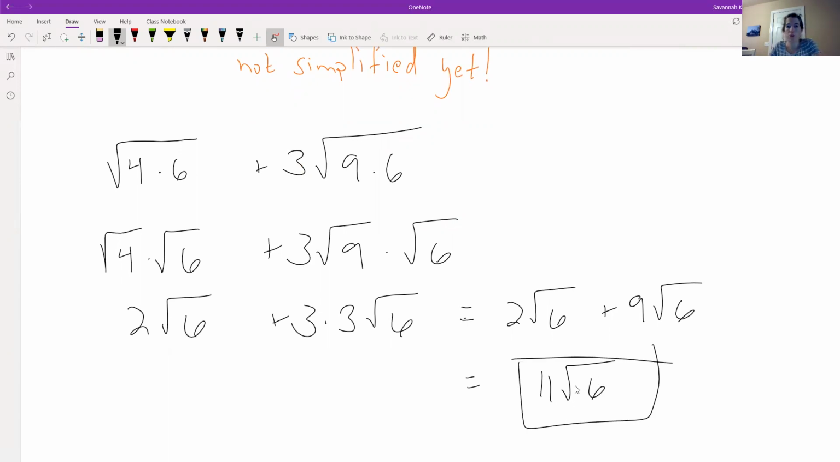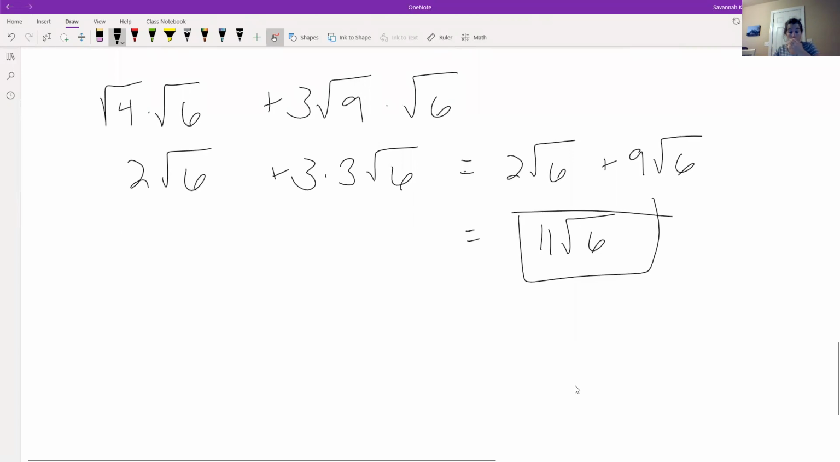So you don't want to jump too quickly to the conclusion that you can't add or subtract a couple of radicals together. You want to simplify them as far as you can get them and then figure out what to do.